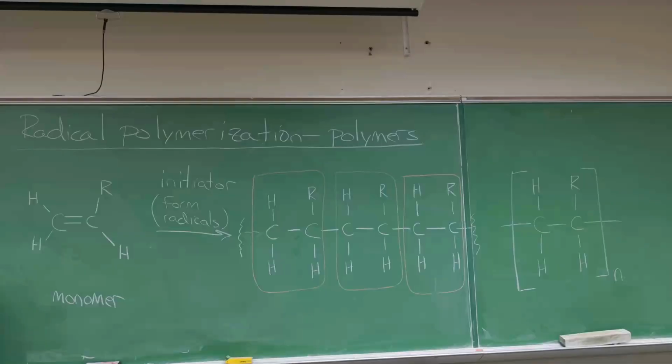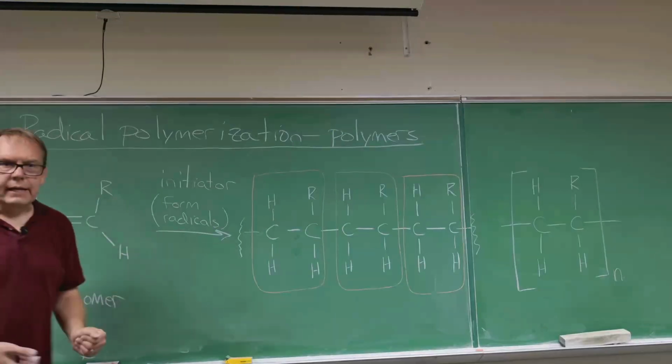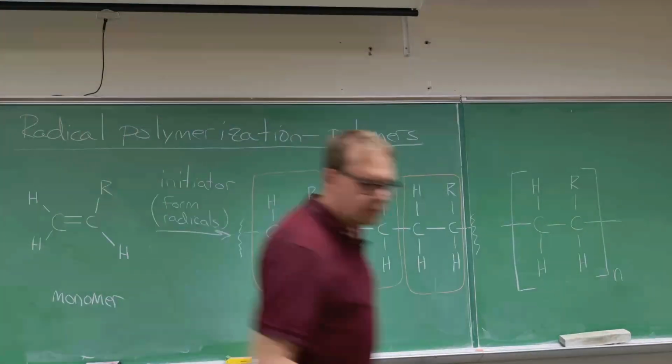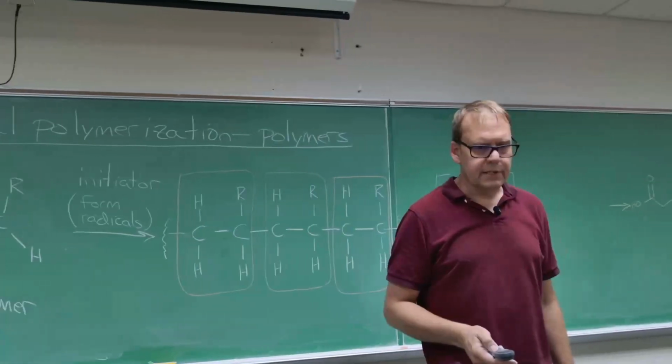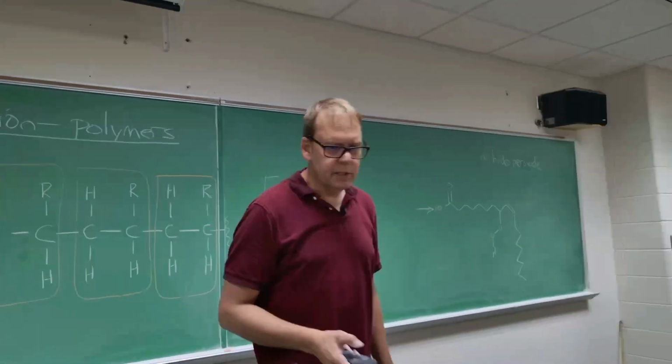But let's figure out how this works. What is the mechanism for the polymerization? How does it go from monomer to polymer? It ends up being a radical process. It's a radical polymerization reaction. So let's talk about initiation first, because that's the first thing that happens in these processes.